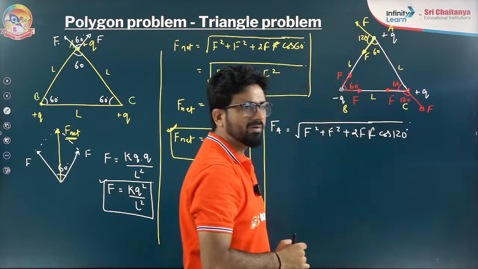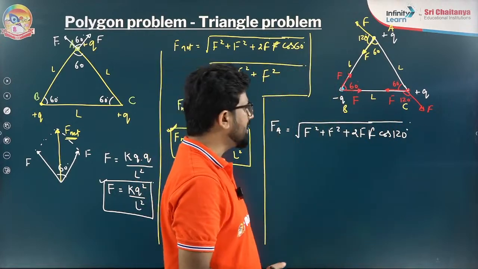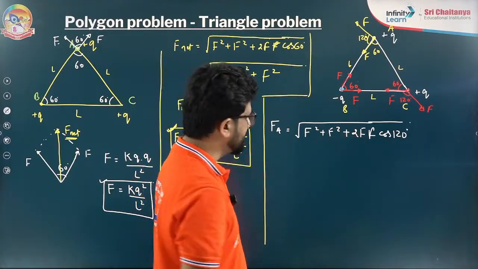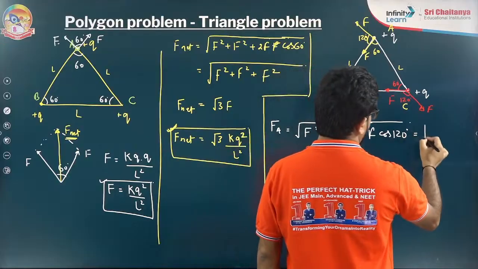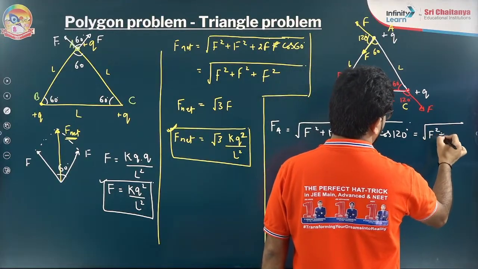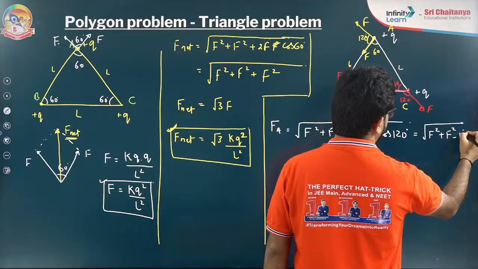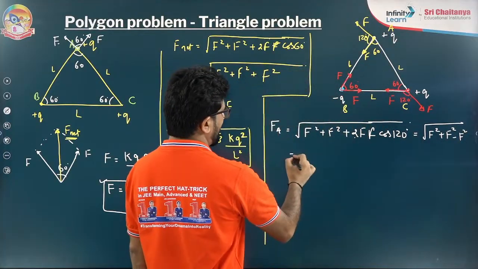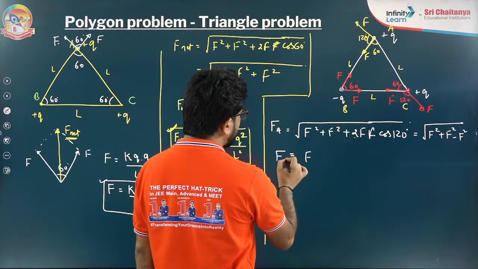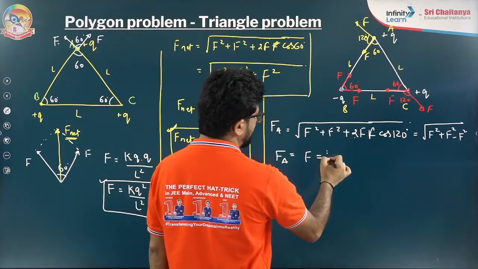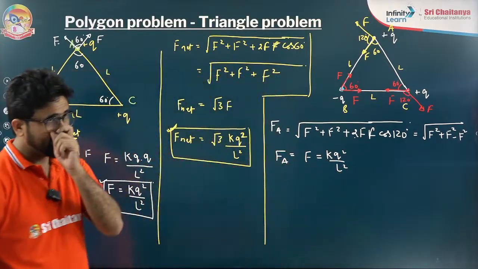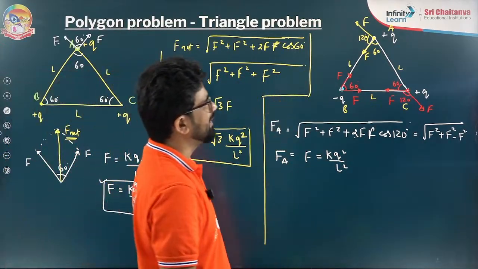What is the value of cos 120? Cos 120 is equal to minus 1 by 2. So this value becomes how much, beta? Under root of F square plus F square minus F square, because minus 1 by 2, 2 is cancelled. So Fa is nothing but F, that value is kq square by L square, same value we have calculated. So that is the force on A.